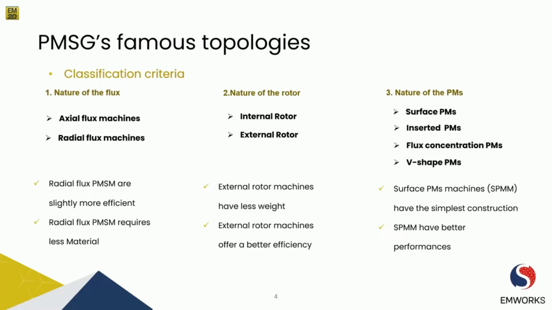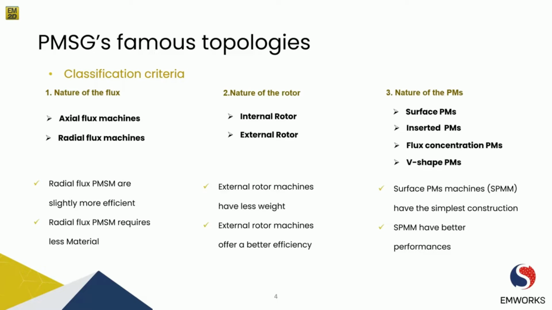We have internal rotor and external rotor. External rotor generators have the advantage of less iron volume in the stator, hence a decrease in overall weight compared to internal rotor generators. And finally, we can classify based on the nature of permanent magnets.